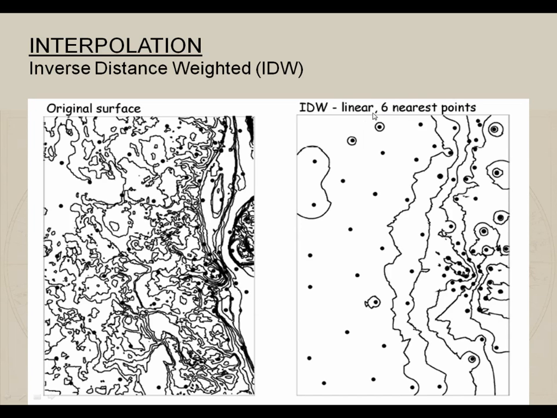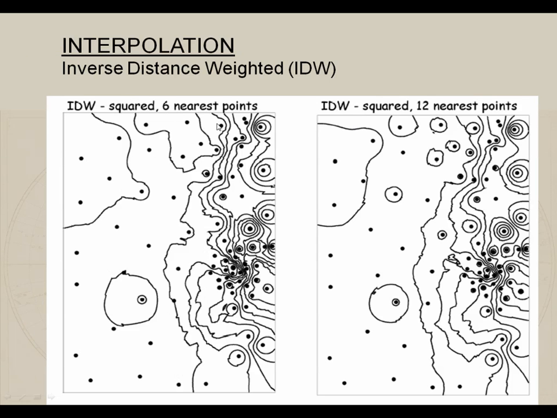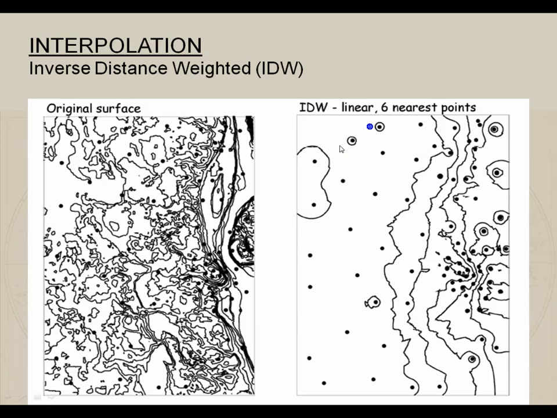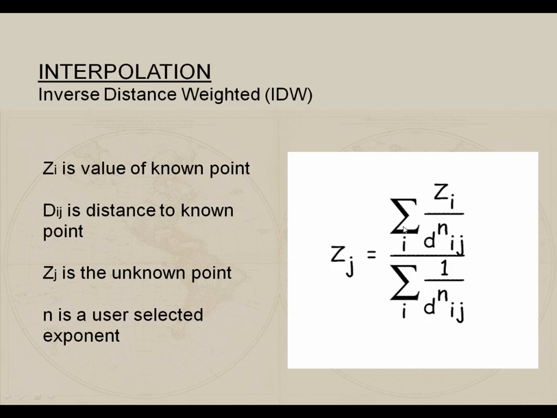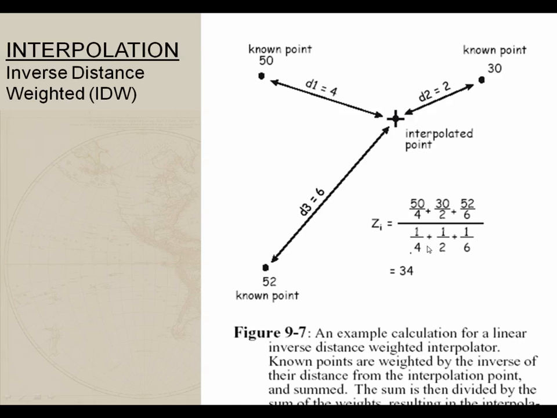In this, we're using the 6 nearest in linear. We're not squaring anything. In this case, we're doing the same data, but we're using the 6 nearest, and we're squaring the distance, so we're giving more weight to the nearby points. Here, we're squaring it, and we're using 12 points. So in the formula, the big choice issues are the I, the number of points you're using, and the exponent to the distance. Okay.